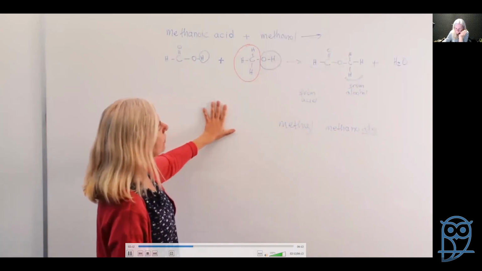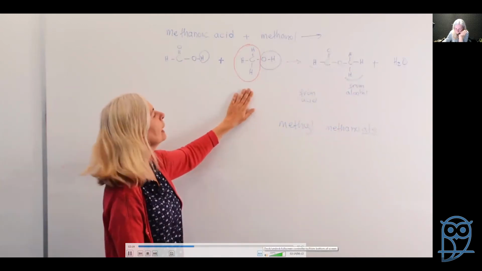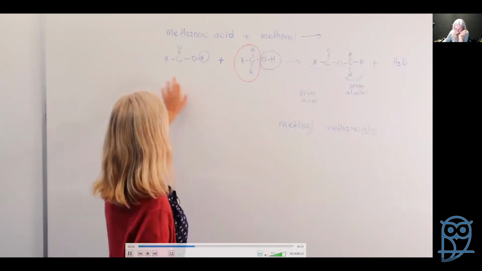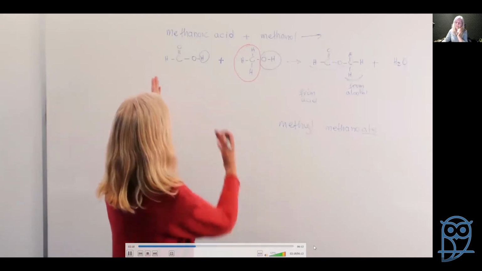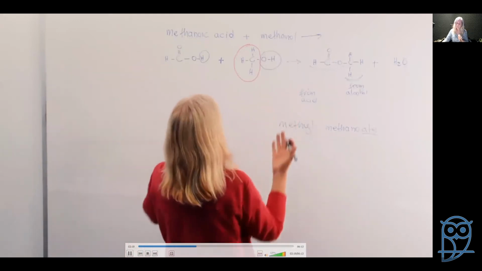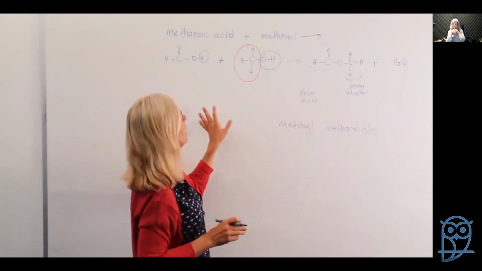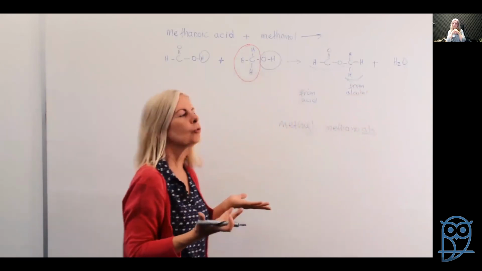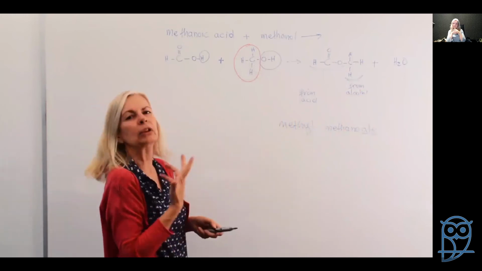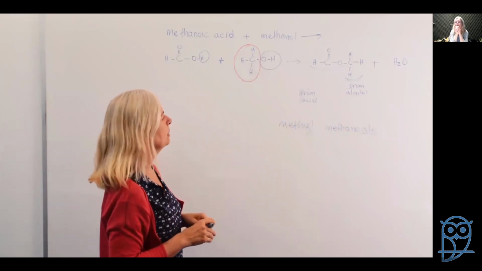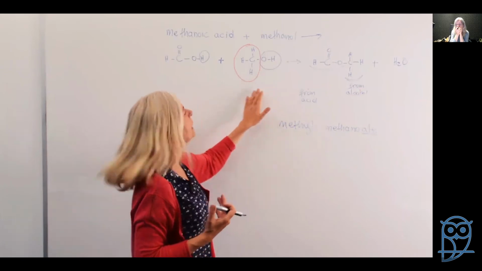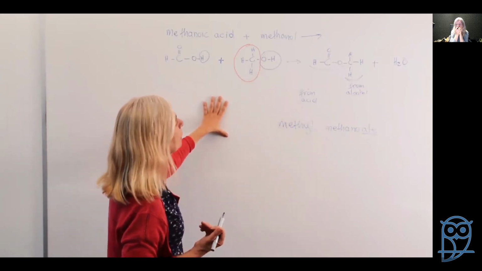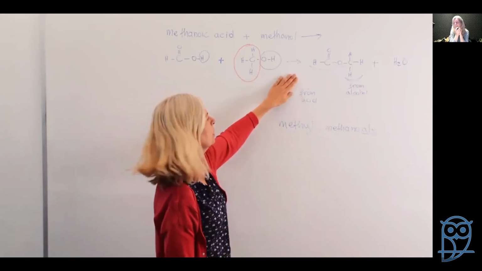Now this reaction, which reaction from inorganic chemistry does it remind us of? We have an acid and a base, really. And what is the product of an acid and a base? It's a salt. So an ester is kind of a salt of organic chemistry. It's the equivalent of a salt in organic chemistry. Now, why do we care about producing esters? Because they are very special.